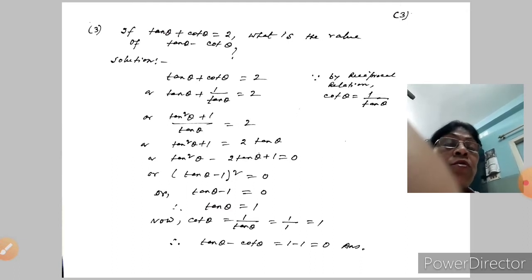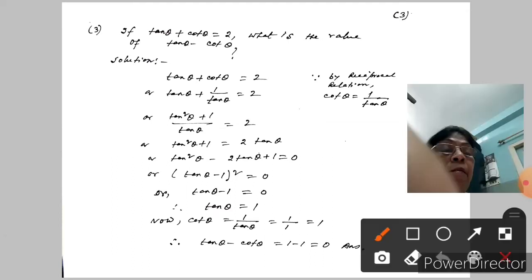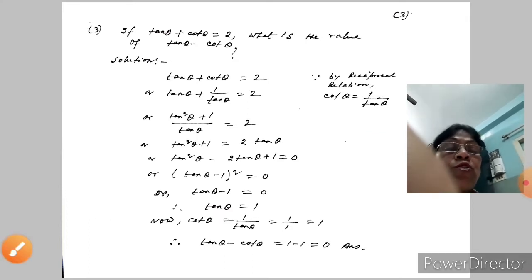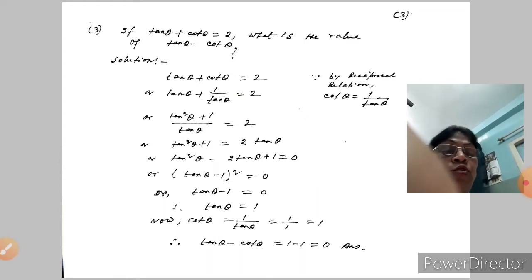Why have I written cot theta as 1 by tan theta? Because by the reciprocal relation we know cot theta is equal to 1 by tan theta. Now, putting the value of cot theta, I have written here 1 by tan theta. Got it? So, you see right now, tan theta plus 1 by tan theta is equal to 2. So, tan square theta plus 1 is equal to 2 times tan theta. So, tan square theta minus twice tan theta plus 1.